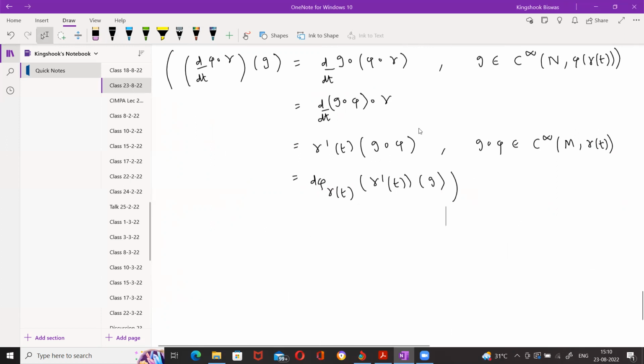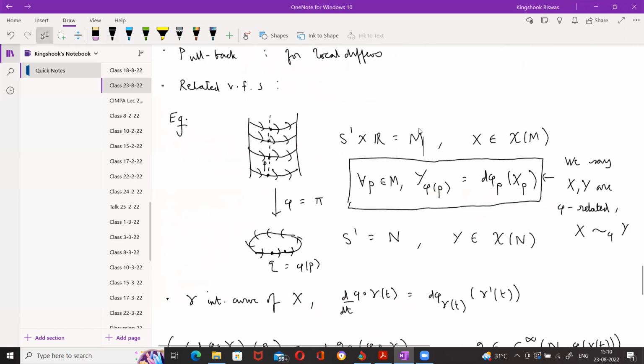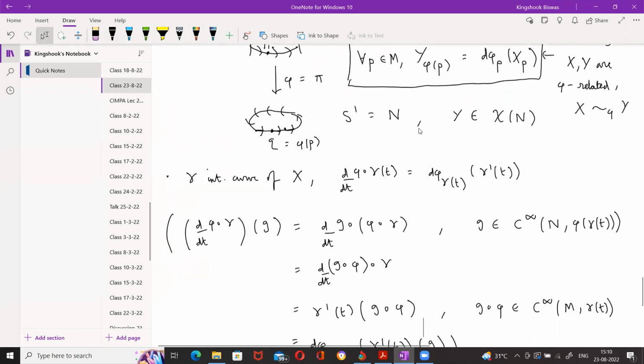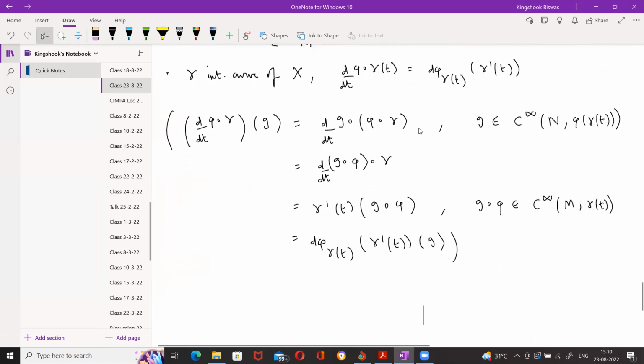Okay. So now let's come back here. If I take an integral curve of x, and y is phi related to x, then what do I get? I get that d/dt of phi composed with gamma of t is d phi at gamma t applied to gamma prime of t. Now, gamma is an integral curve of x. That means that gamma prime t is equal to x at the point gamma t, right?